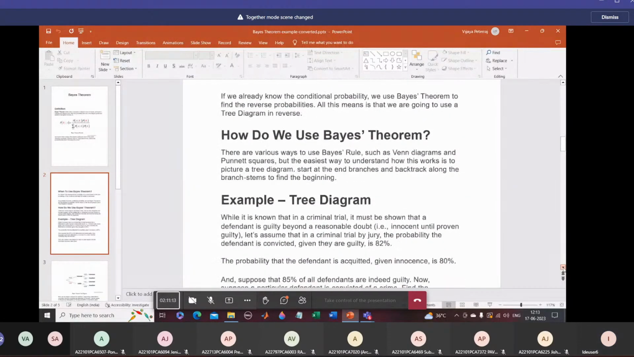So how are we going to use this Bayes theorem? Various ways are there. You can use a Venn diagram, you can use Punnett squares, but the easiest way is you can go for a tree diagram. Okay, there are different ways. The best one is the tree diagram.